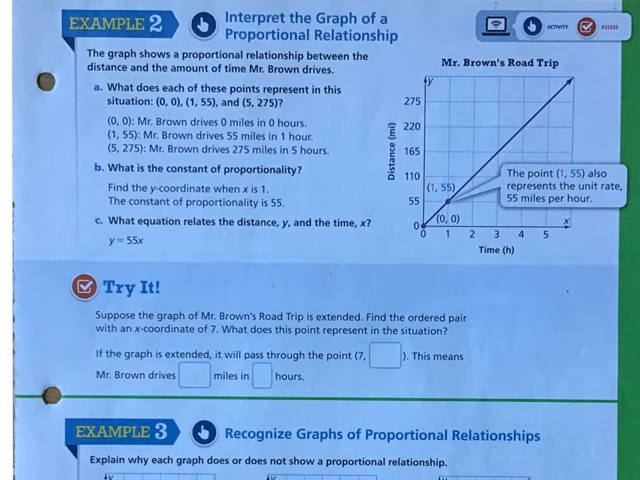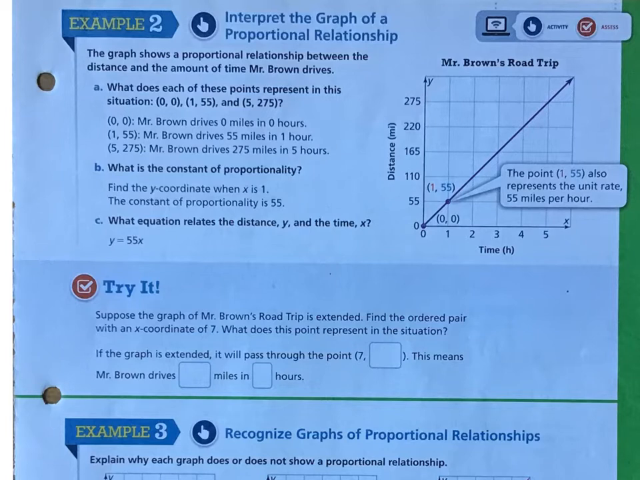Example 2. Interpret the graph of a proportional relationship. The graph shows a proportional relationship between the distance and the amount of time Mr. Brown drives. A. What does each of these points represent in this situation? 0, 0, 1, 55, and 5, 275.